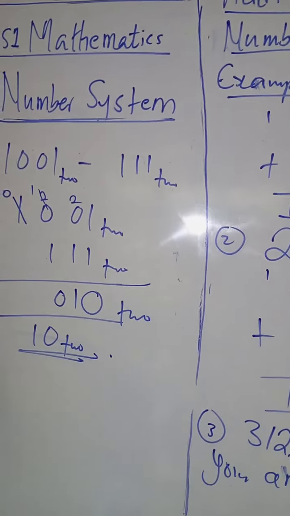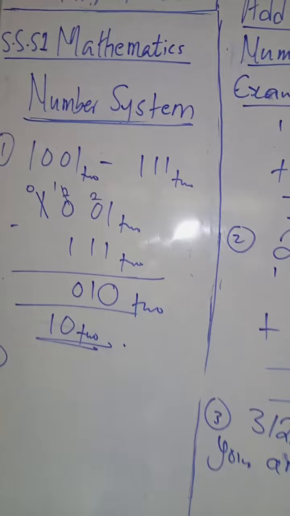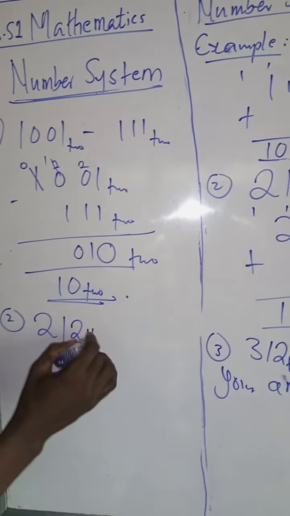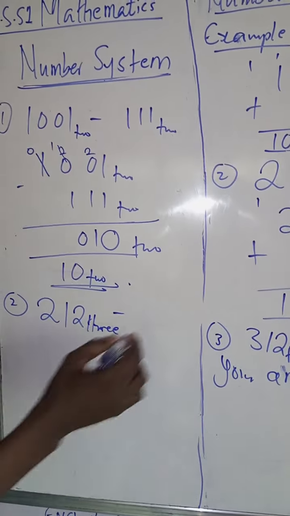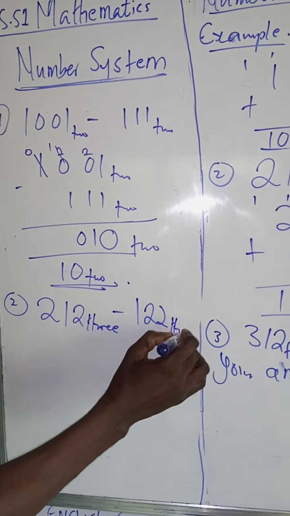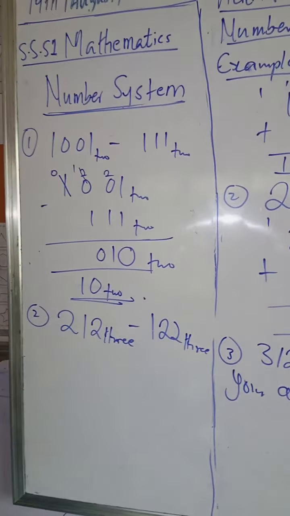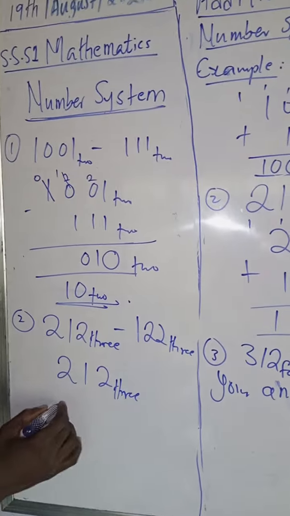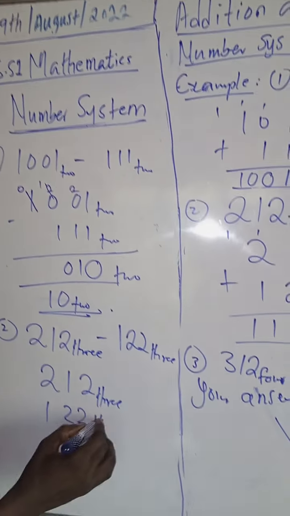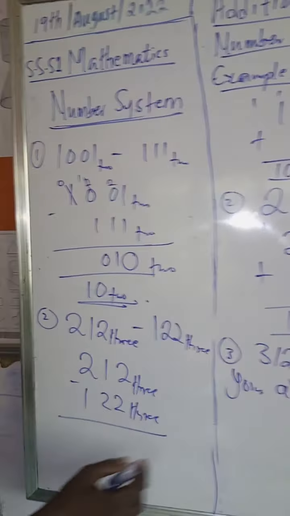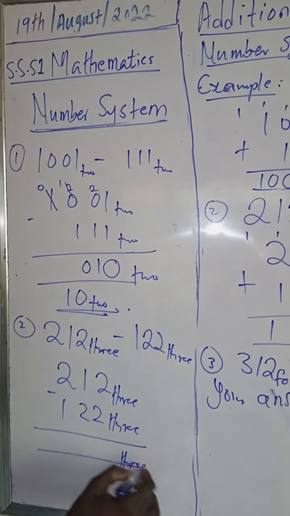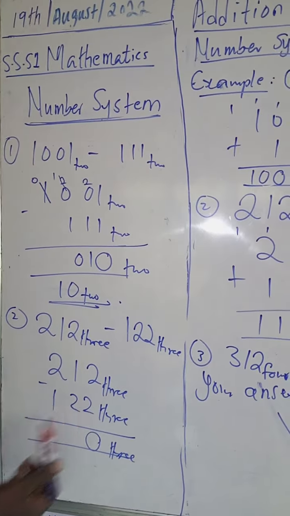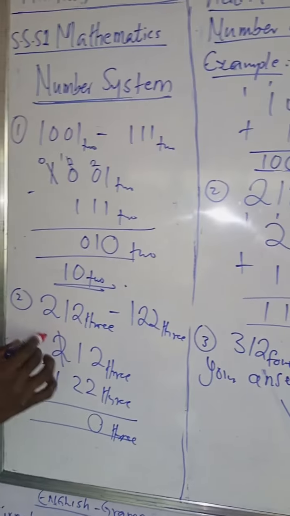So let's try it in another form. Like we have 2, 1, 2 base 3. Subtract 1, 2, 2 base 3. Okay, so 2, 1, 2 base 3 minus 1, 2, 2 base 3. We are subtracting in base 3. Let's subtract this. 2 minus 2 will give us 0, not up to. Then 1 minus 2 is impossible. I borrow 1 here. This remainder 1.